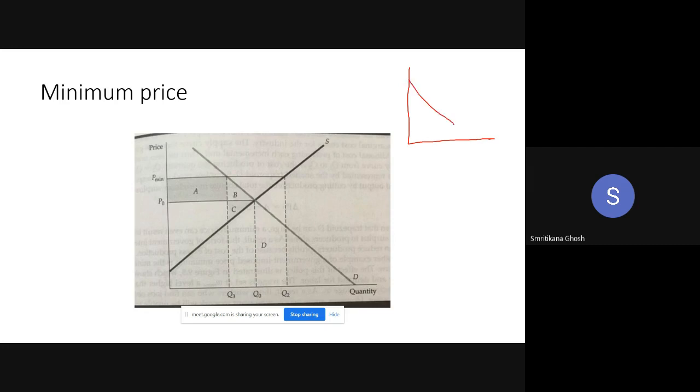This is the demand curve. This is the supply curve. And this is the equilibrium. So the equilibrium price is P. Equilibrium point is E. Say A is the demand curve and B is the supply curve. Okay. So now tell me, what is the area of consumer surplus?